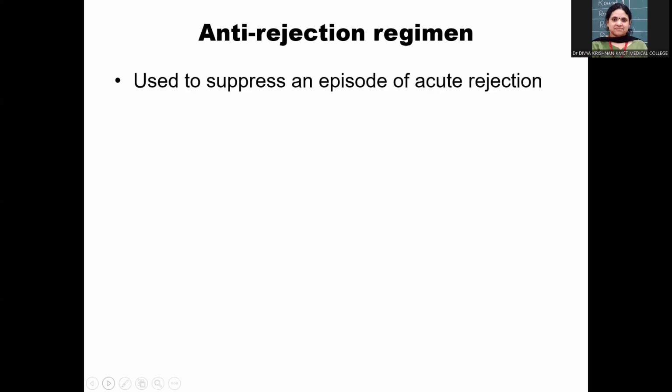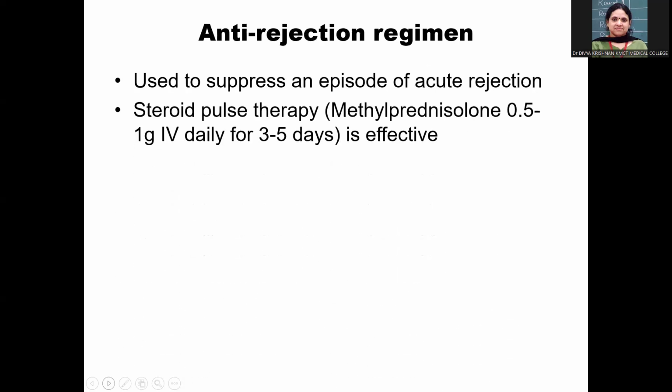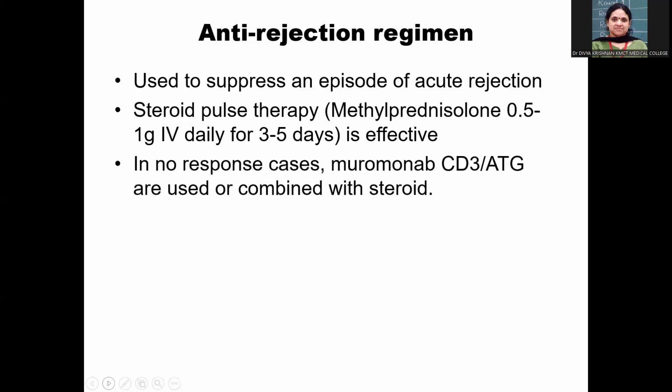The last one is the anti-rejection regimen, and this is used to suppress an episode of acute rejection. The most common regimen is the steroid pulse therapy, where we are giving methylprednisolone 0.5 to 1 gram IV daily for 3 to 5 days. In situations where there is no response with the steroid pulse therapy, muromonab-CD3 or antithymocyte globulin can be used alone or combined with steroid.